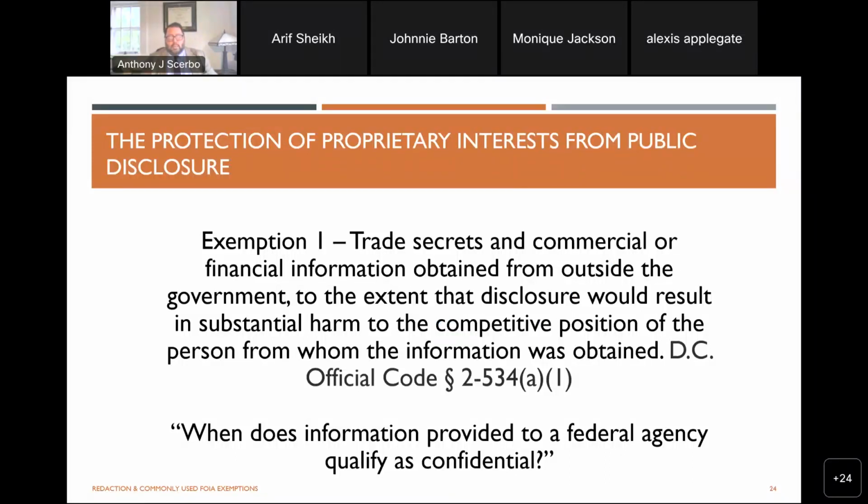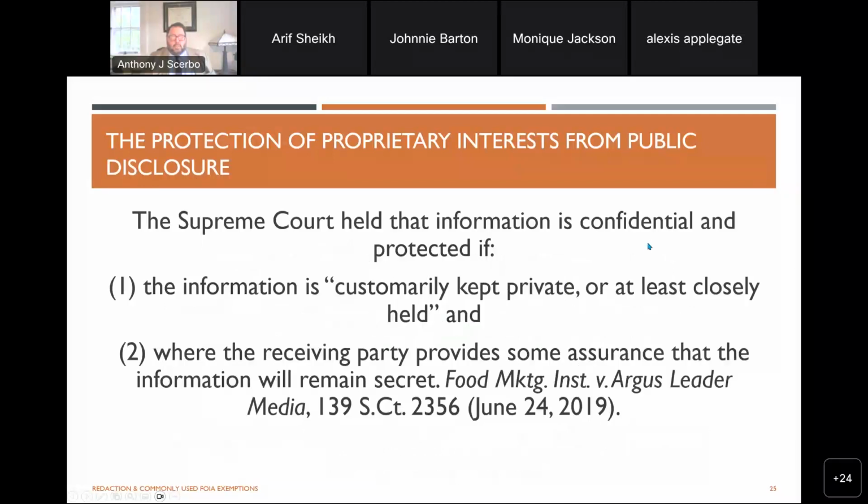Again, the question becomes, when does information provided to, we're saying federal, but again, we're construing this for DC FOIA, as confidential? Let's talk about that. The Supreme Court held that information is confidential and protected if the information is customarily kept private, or at least closely held, and where the receiving party provides some assurance that the information will remain secret.